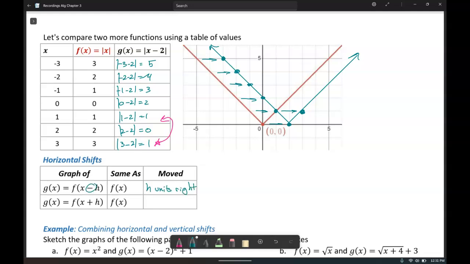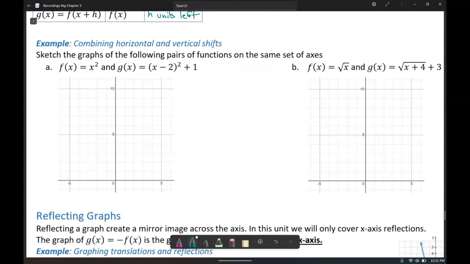Notice how it's kind of backwards here. We're subtracting something, but we're moving to the right. If we're adding something, we're going h units left. So our horizontal shifts are backwards compared to our vertical shifts. Let's take a look how that'll help us graph some things.